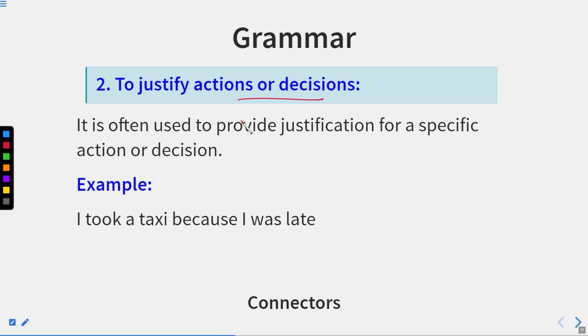To justify actions or decisions. It is often used to provide justification for a specific action or decision. For example, I took a taxi because I was late. So again, I took a taxi because I was late. So this is the result, whereas this one is the cause.